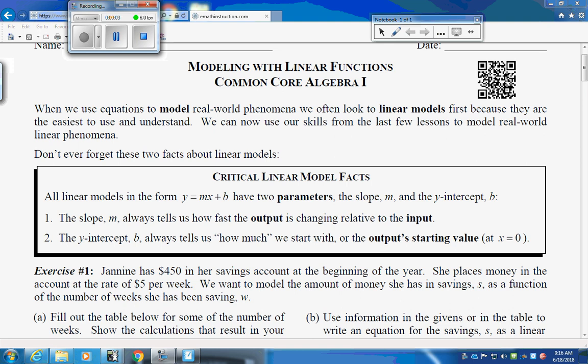Hey guys, we're going to look at modeling with linear functions. A couple of the biggest things to understand are what the slope and y-intercept mean. The slope tells us how fast the values are changing, like how much you are going up or down by. And the y-intercept tells you how much you start with.